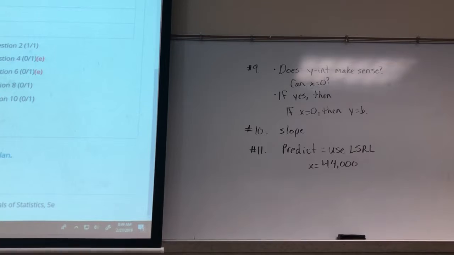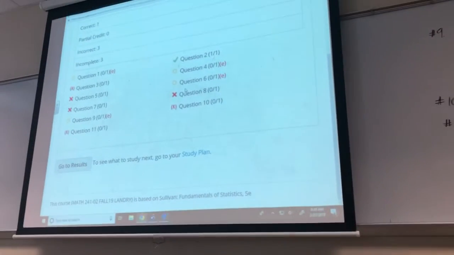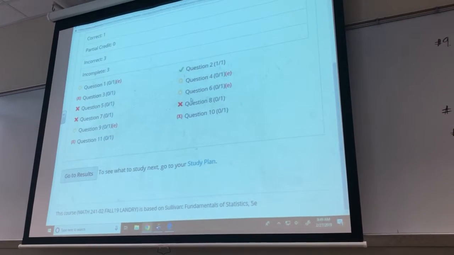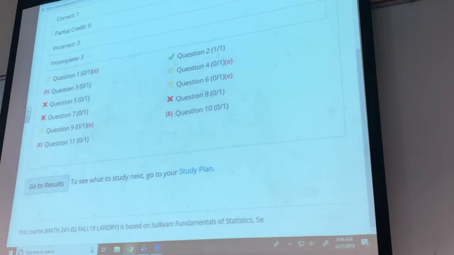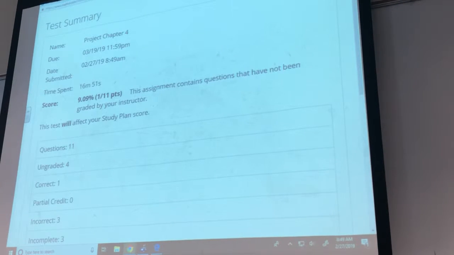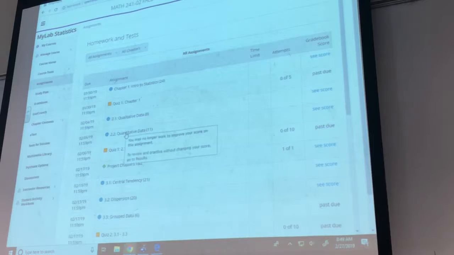And again, 1, 2, 3, 4 of them are going to be essay questions, so I'll have to grade those. This is due the day before the test, but don't wait until the day before the test. Do it while regression is still kind of fresh in your mind. That way you don't have a lot of stuff to do the day before the test.